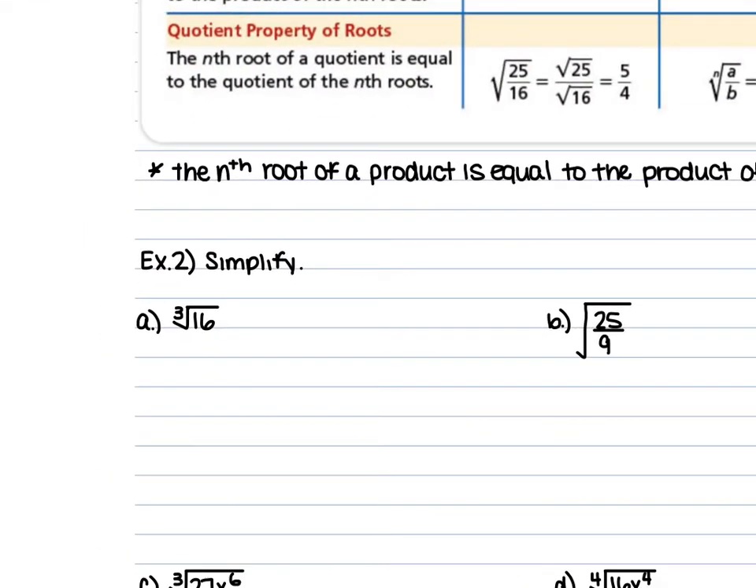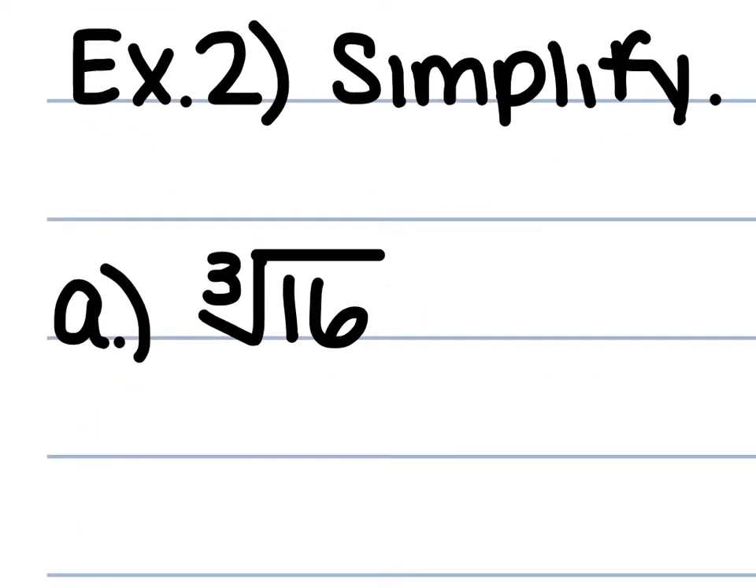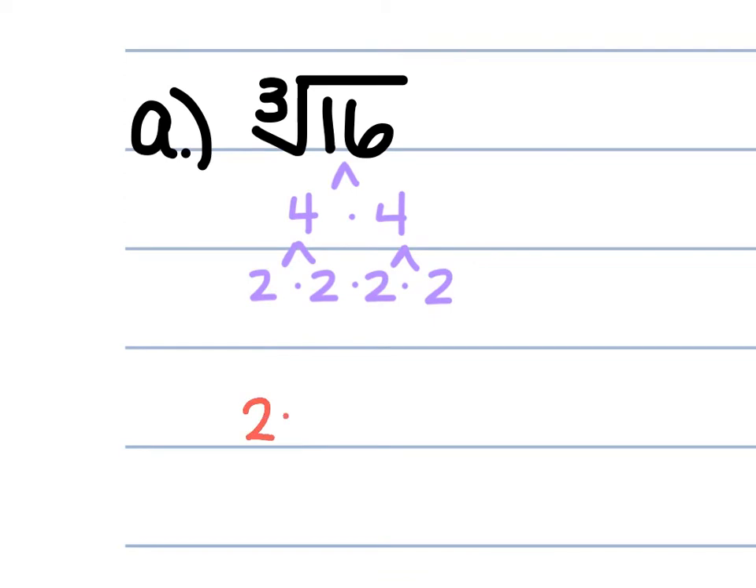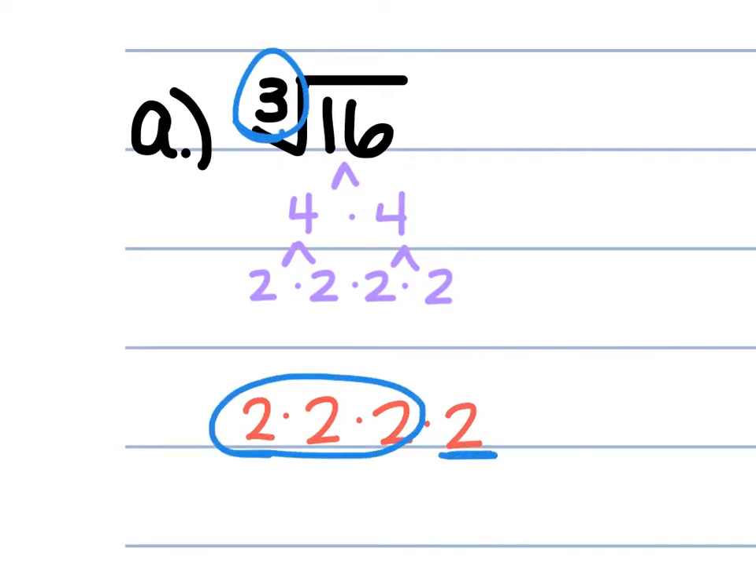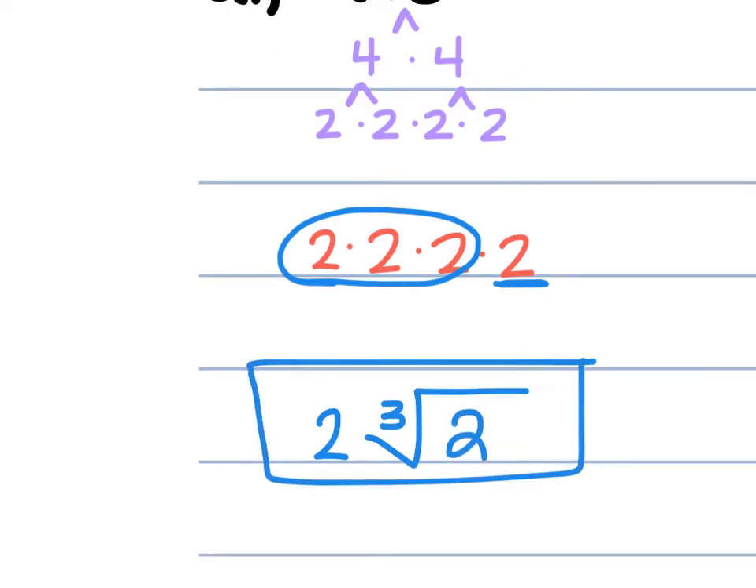If we look at our next set of examples, for example 2a, we have the cube root of 16. With this one, we're going to do the same method, find the prime factorization of 16. We know 16 is 4 times 4, and 4 is 2 times 2. So we can rewrite this as 2 times 2 times 2 times 2. We're looking for a group of 3. So we have 3 2's here, but we have 1 left over. Whatever's left over is going to stay underneath that radical sign. Because we have the three twos that match up, we're going to pull one out. We're going to keep the cube root of whatever's left over, which is just the 2. So 2 cube root 2 is our solution here.